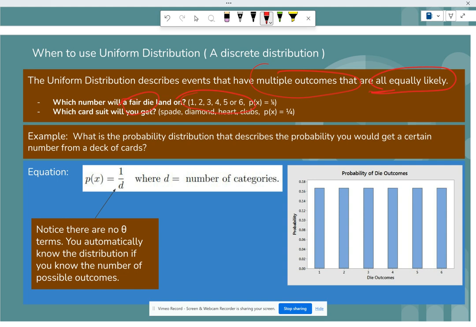So the probability of uniform distribution is really easy. It's basically 1 over d, where d is just the number of categories, and that's it. So if you have six categories, then the probability is 1/6 for everything. That's it. So notice there are no theta terms. Therefore, you know the probability distribution immediately. Just one over the number of categories.